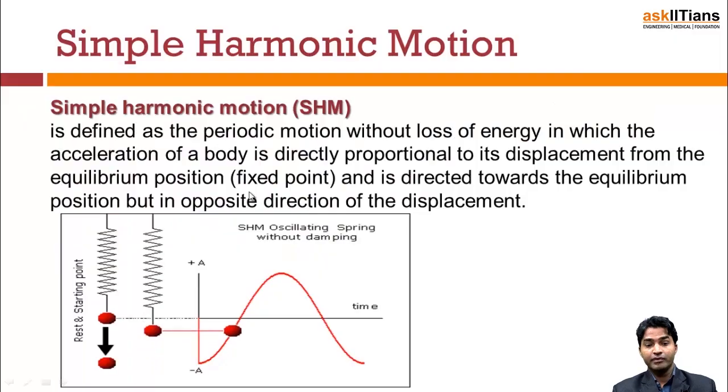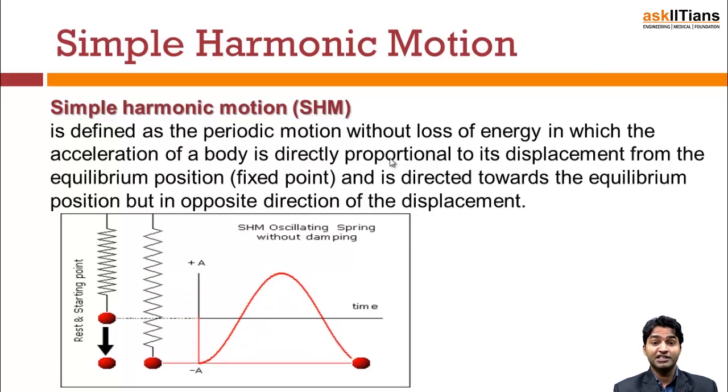Now in the next slide, you can see simple harmonic motion is defined as the periodic motion without loss of energy. Of course, energy can never be created nor destroyed, but it transfers from one form to another. We can say total mechanical energy remains constant. That is just the sum of kinetic plus potential. Kinetic is associated with motion, potential is associated with position of any system, that changes with respect to the motion of the system.